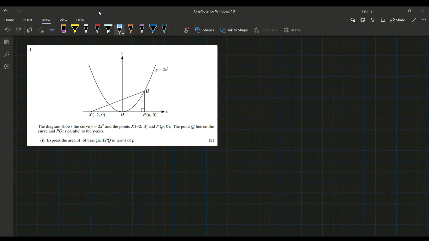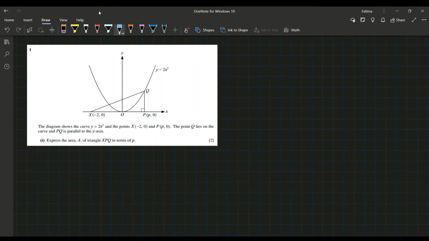So next we'll be solving a question from a past paper. I'm not sure which one it is because I took it from classifieds, but it has two parts and we won't be solving the second part because it's not a lesson we covered yet. So we're given this diagram and we're told that the curve has the equation y = 2x squared. We're also given the coordinates of the two points X and P. We're also told that Q lies on the curve and that the line PQ is parallel to the y-axis. Now we have to express the area A of the triangle XPQ in terms of p.